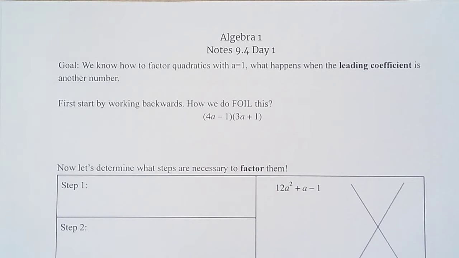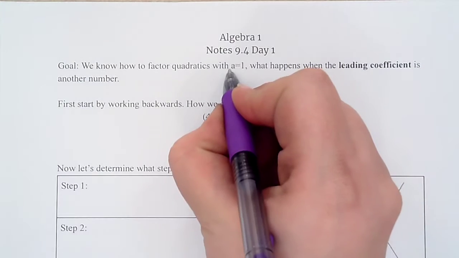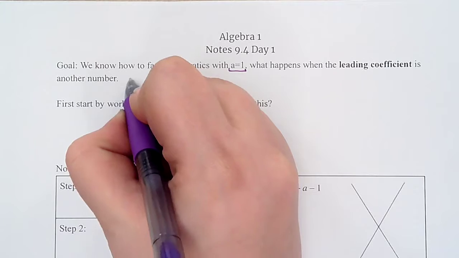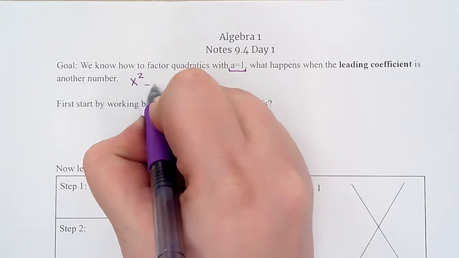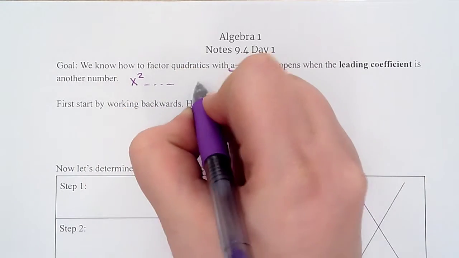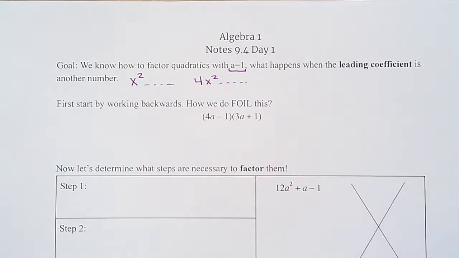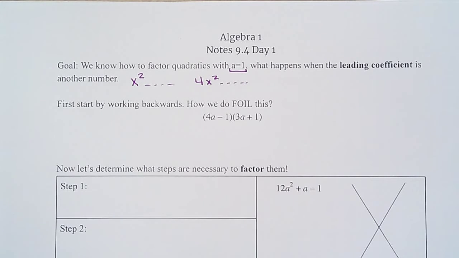So our goal: we know how to factor quadratics with a leading coefficient of 1. So that's what this says. What happens when the leading coefficient is not 1? So instead of having something that looks like x squared, now we'll have something that looks like this, 4x squared with all the following. Well, it's very similar. But let's first start by FOILing something that will show us some of these examples.